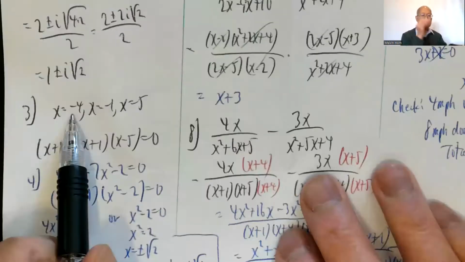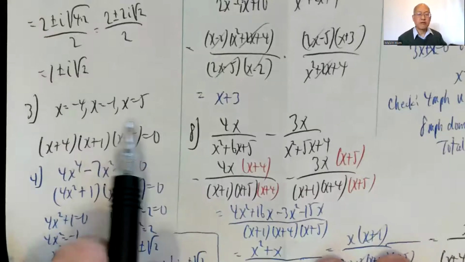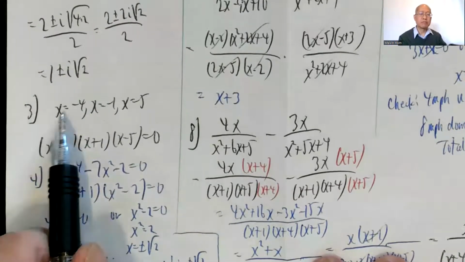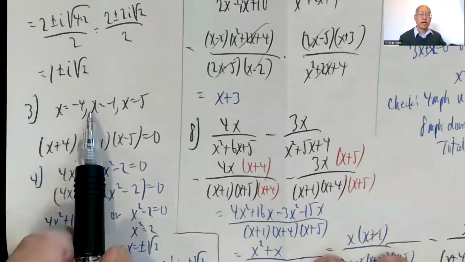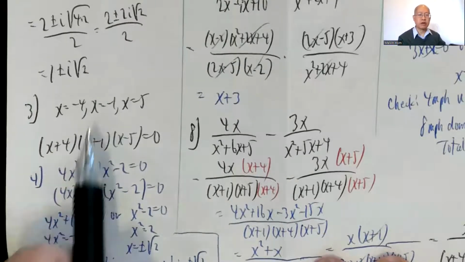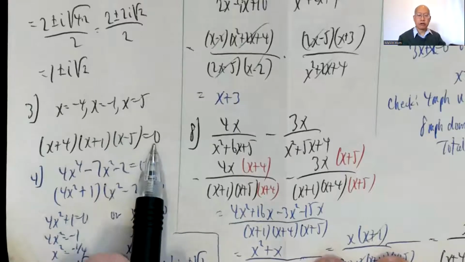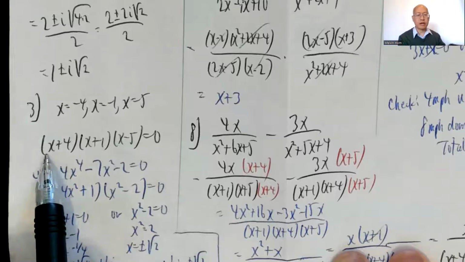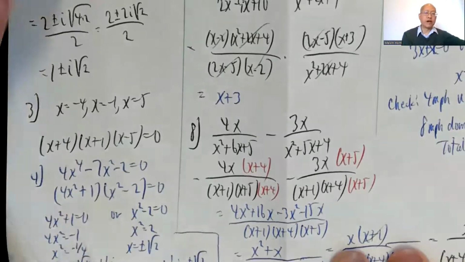Number 3. Your solutions are negative 4, negative 1, and 5. All you have to do is x minus each of these. So in parentheses, x minus a negative 4, x plus 4, x minus a negative 1, x plus 1, and x minus 5 equals 0. And you can double check that easily by going backwards. If you say, what are the solutions here? You'd say, oh yeah, negative 4, negative 1, and 5.